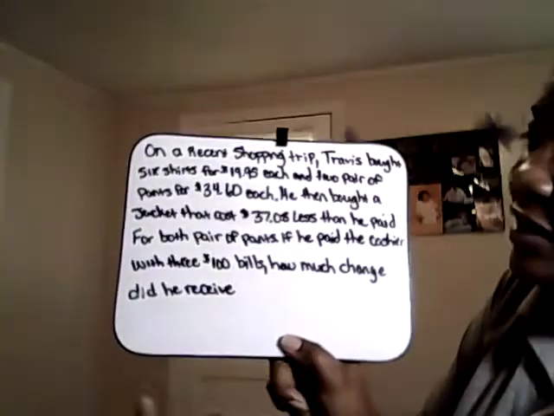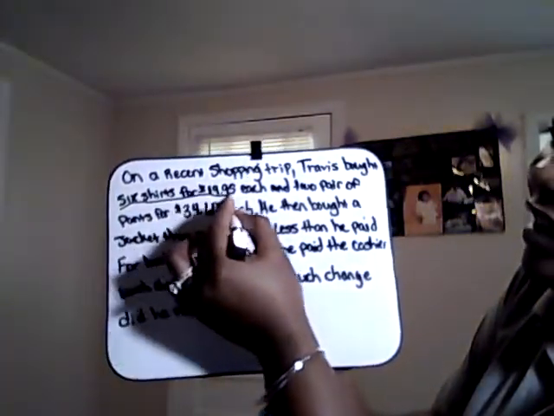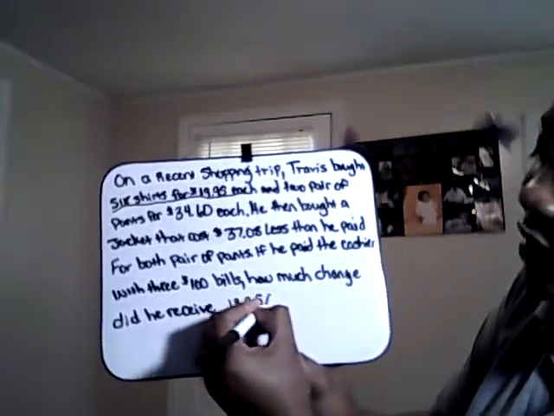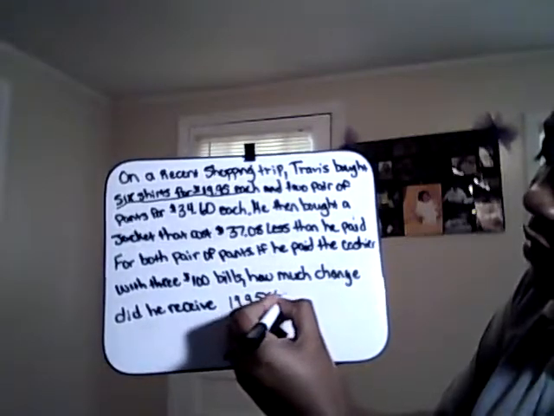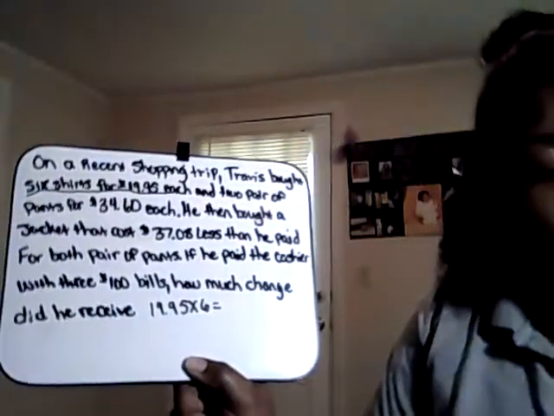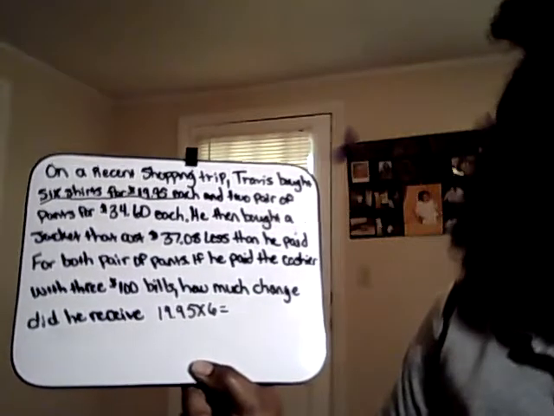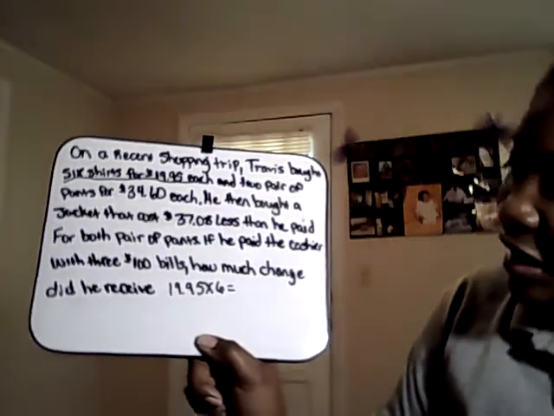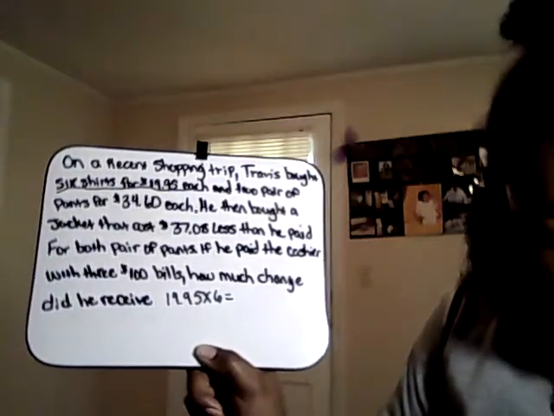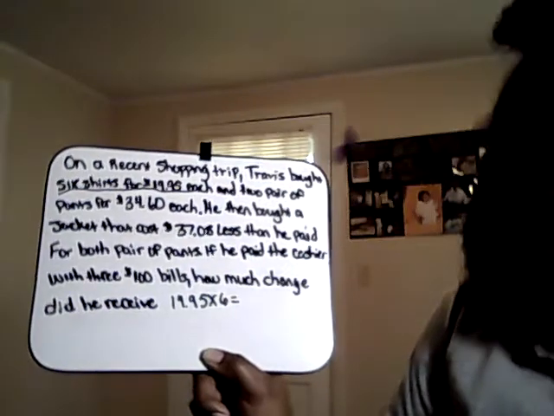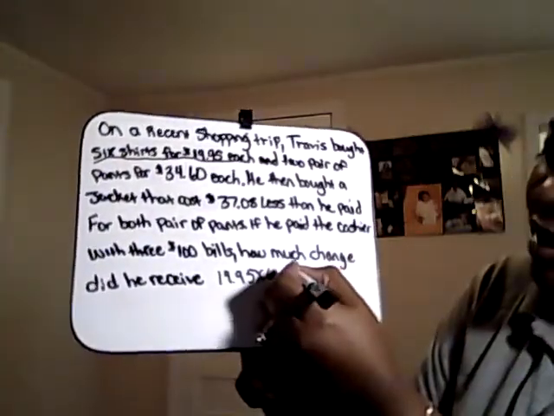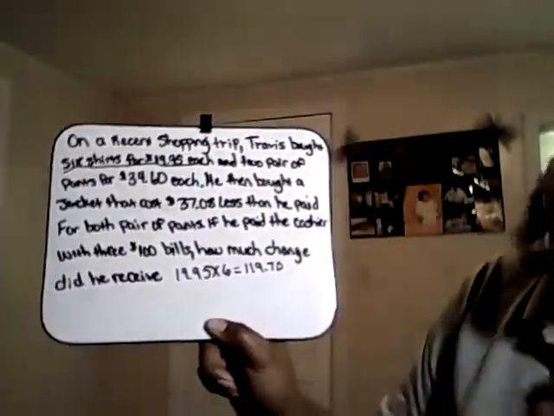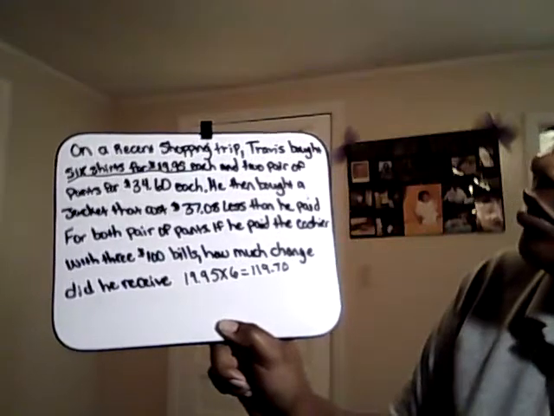So it says 6 shirts for $19.95. So I'm gonna say $19.95 times 6. Let me get my calculator. $19.95 times 6, and that is $119.70. And this is for shirts.